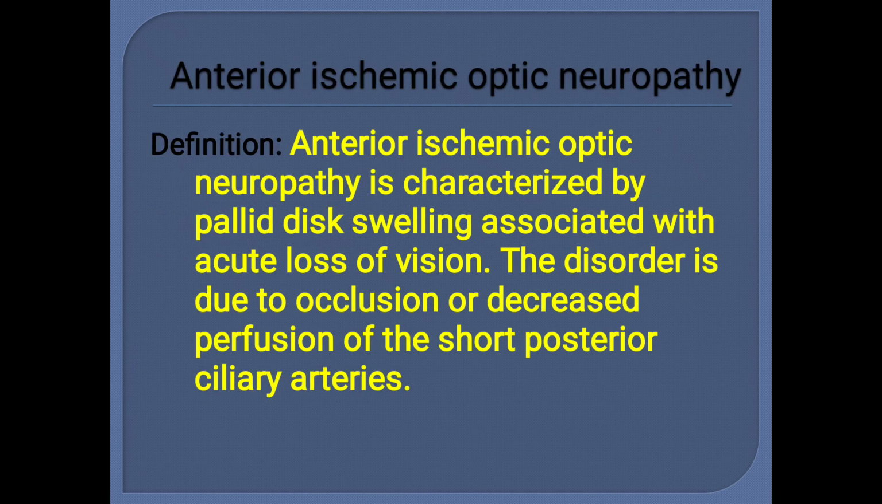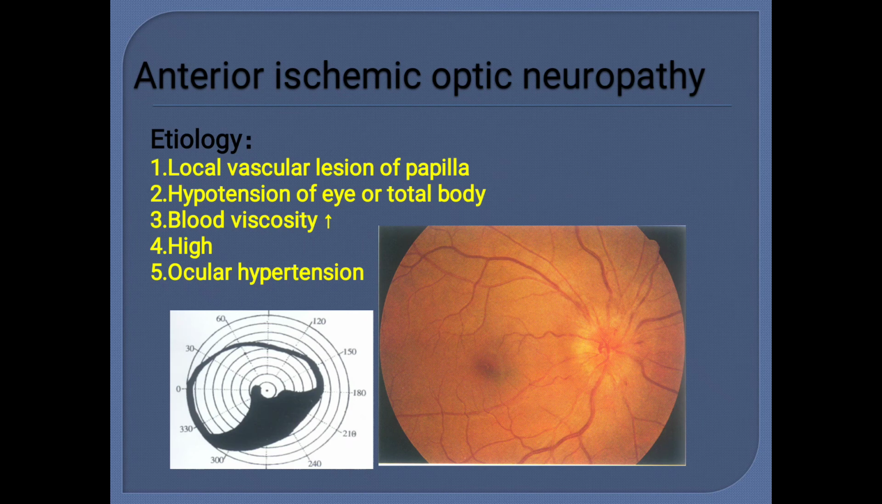The next disease is anterior ischemic optic neuropathy. It is because of occlusion or decreased perfusion of the short posterior ciliary arteries, which supply the optic nerve head. This is basically because of ischemia, so that's why it is called ischemic optic neuropathy. And what are the features? The features are again sudden loss of vision with pallid disc swelling. Pallid means pale disc swelling.